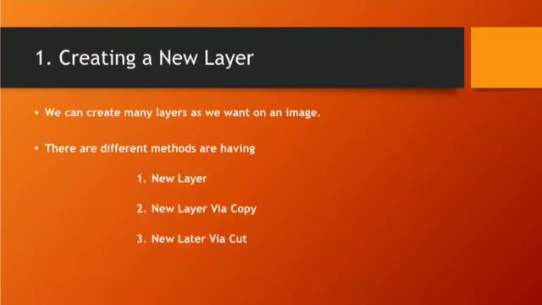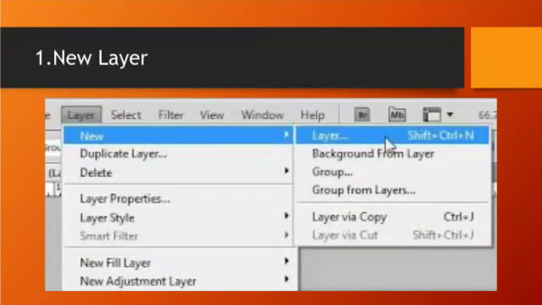Then the first task is creating a new layer. We can create layers by using three methods. First of all, we can create as many layers as we want on the image. By using the three methods, we can create a new layer. The first is new layer, then new layer via copy, and new layer via cut. The first method is new layer.